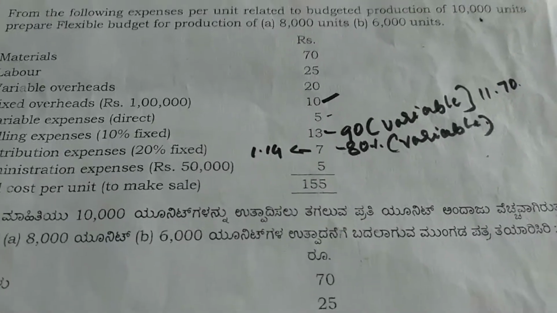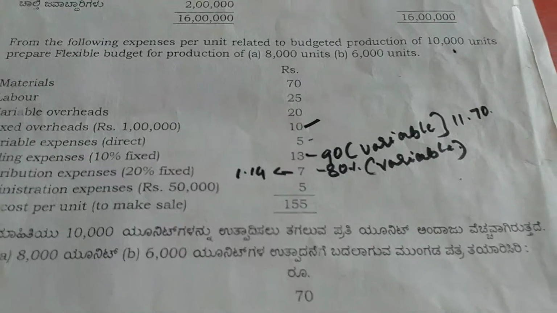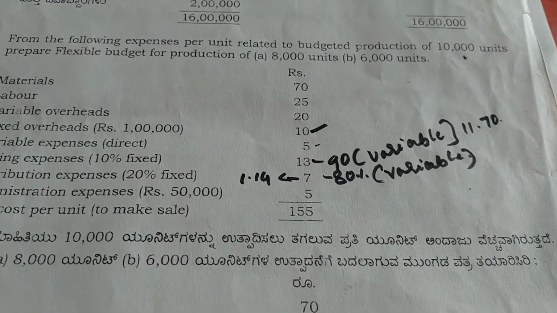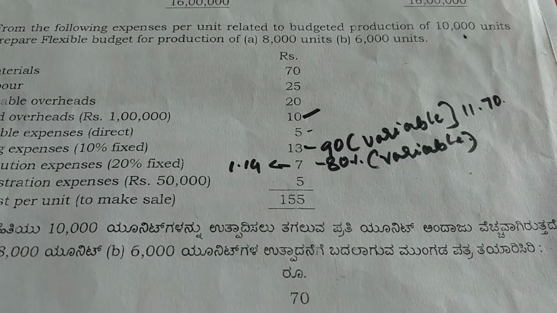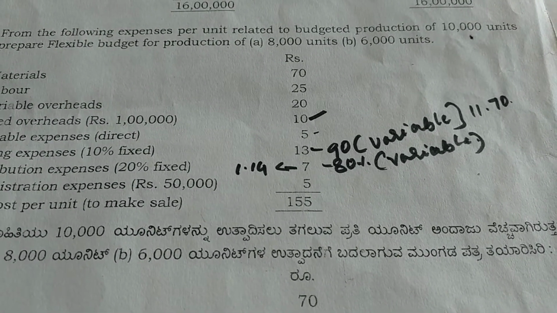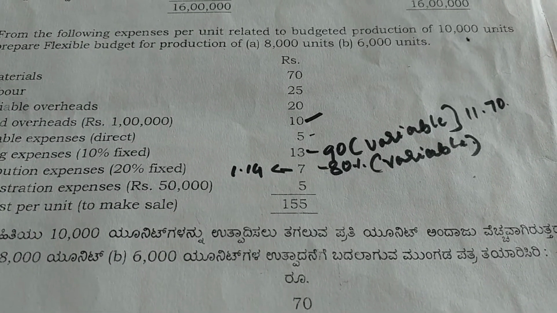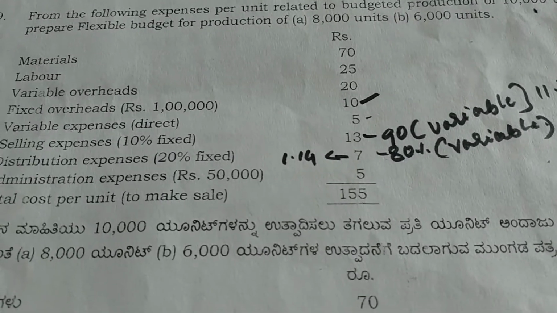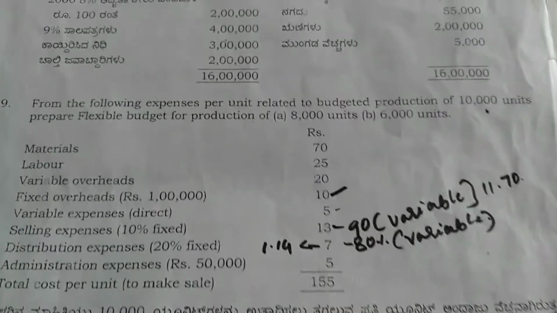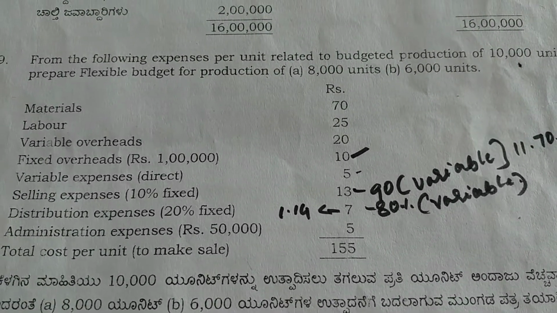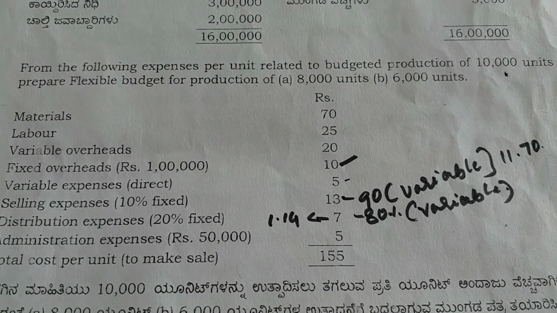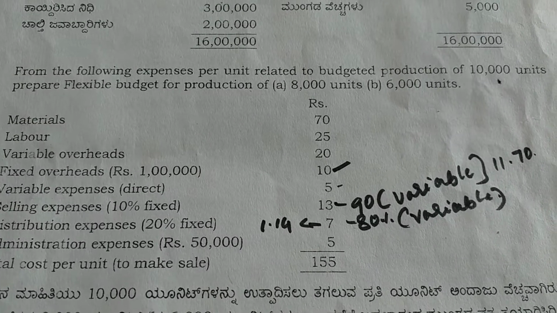So I'm going to take one more problem on the flexible budget today. From the following expenses per unit related to budgeted production of 10,000 units, you have been asked to prepare a flexible budget for production of 8,000 units and 6,000 units. This is quite a different problem, where the cost per unit is going to vary for the respective number of units as it varies.